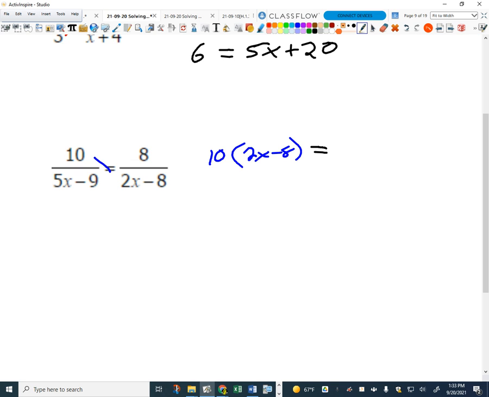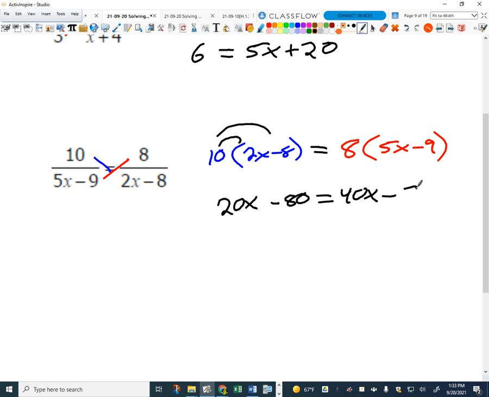Okay, good. So then the other cross product is going to be 8 times the quantity 5x minus 9. And now that's looking a lot better, isn't it? If I just distribute the 10 and distribute the 8, this is not going to be a difficult equation to solve. So what do I get then? Minus 80, good, equals. And now we can deal with that, right?